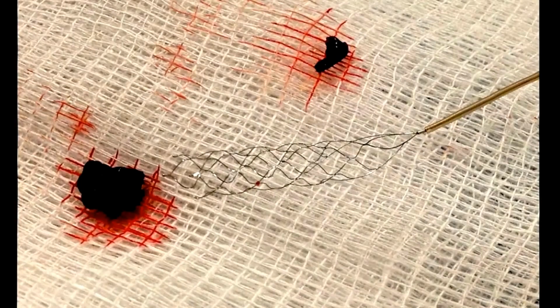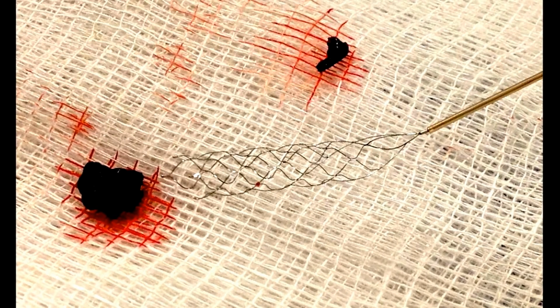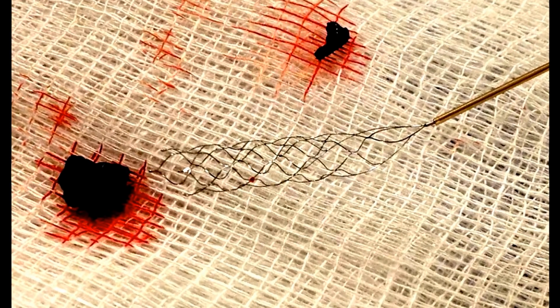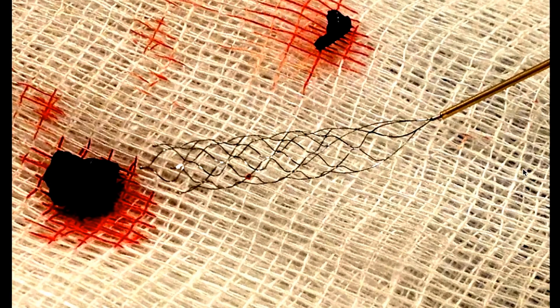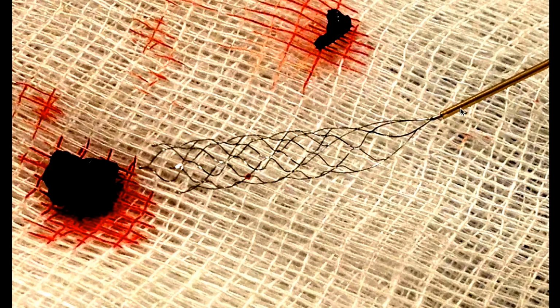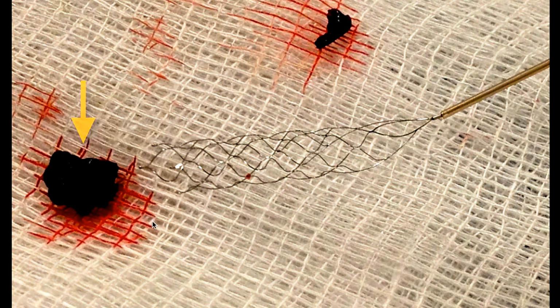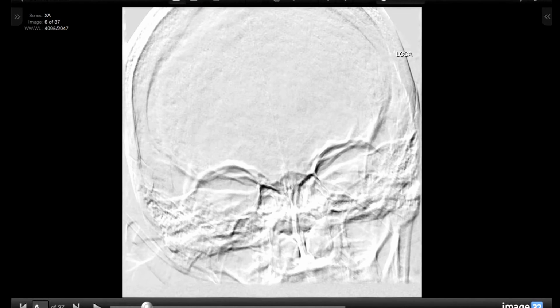So the interventional neuroradiologist deployed the endovascular stroke treatment device, the retrievable stent, and pulled the clot out of the patient's brain artery. Here's what the stent as well as the blood clot look like outside of the patient's body. So let's go over what we're looking at here. Here's the microcatheter. Here is the stent, the retrievable stent, and here's the blood clot that was blocking this patient's brain artery. So here's how the angiogram looked immediately after the procedure.